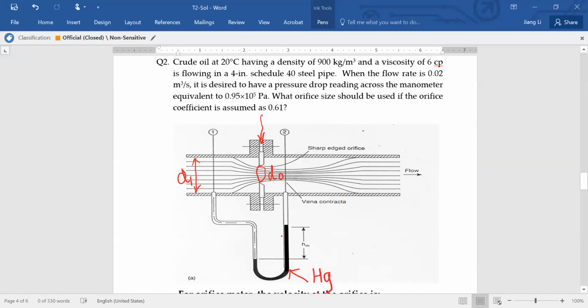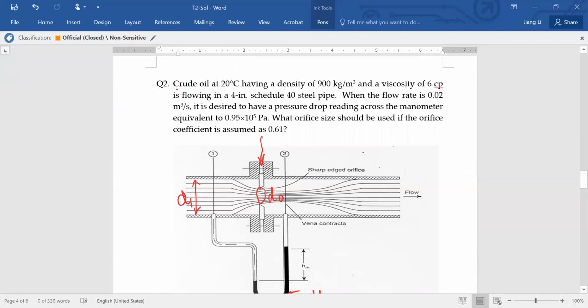We will usually use mercury because mercury density is higher, so they will stay below here, right? So there will be a pressure difference between 0.1 and 0.2, and the velocity measured will be at the point here at DO, okay? Now the question said the crude oil is flowing, it's also liquid, right? Then this is the pipe. You will need to find what is the exact diameter for this 4-inch schedule 40. So you will go back to use the pipe table again.